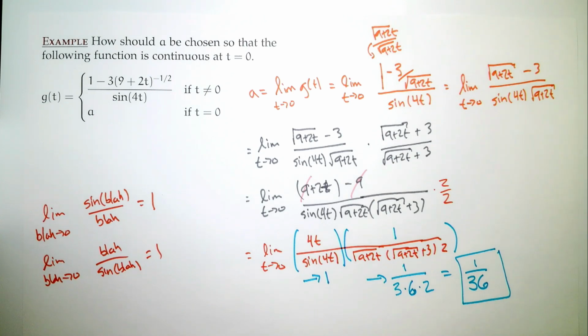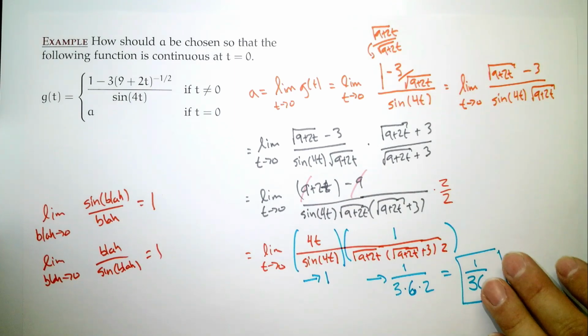Okay, so that's an example. That's if we have our limit existing. Now there's another type of discontinuity, which is the following. It's called the jump discontinuity.